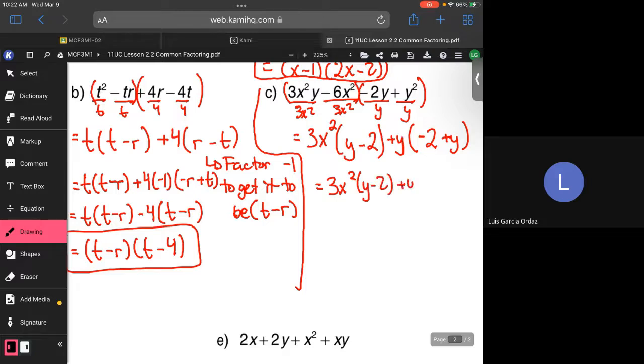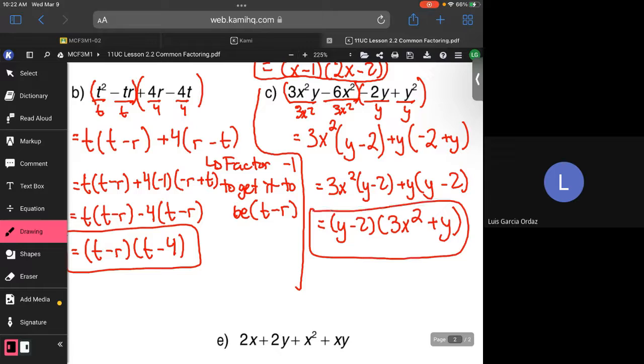You can choose to move it if you want, or not to, but just make sure you get the correct solution at the end. So what's my final factored form then? Yep. Perfect. Y minus 2, because what is the sign in front of my y over here? Positive. What's the sign in front of my 2? Right, so I can just write it as y minus 2.